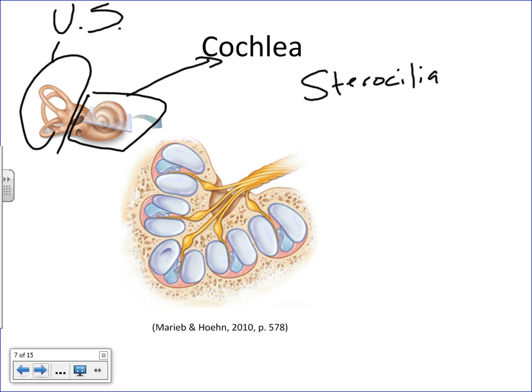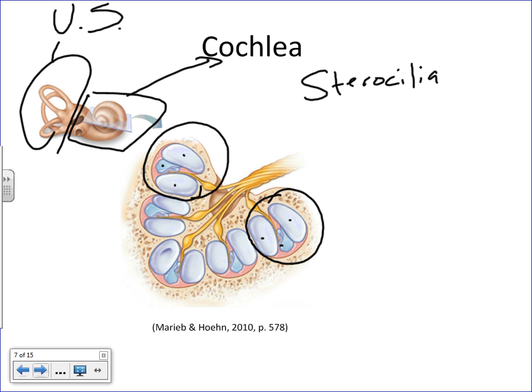When you look at it, this would be like one section or one functional unit within the cochlea itself. So then you've got this right here. Essentially there's an outer, middle, and inner membrane within each of these little sections of the ear itself.